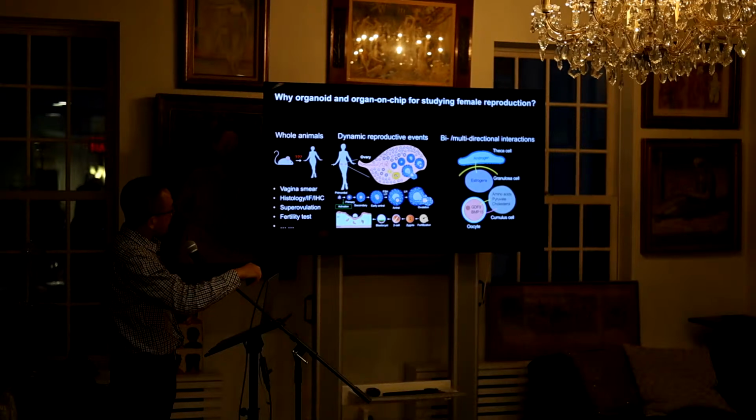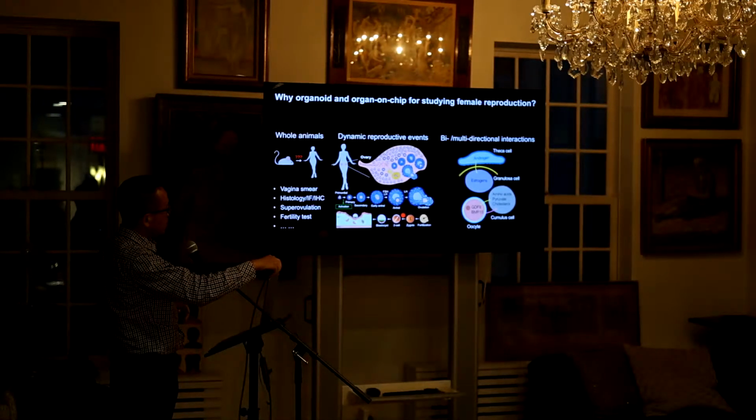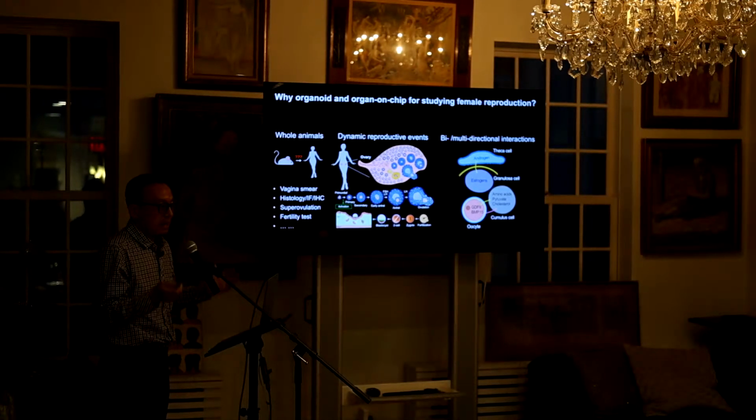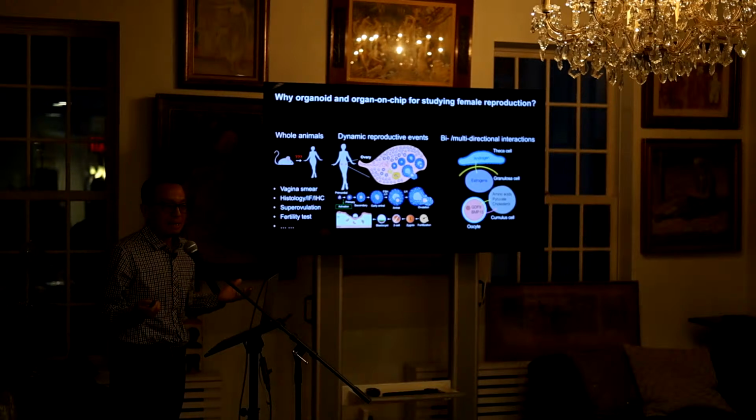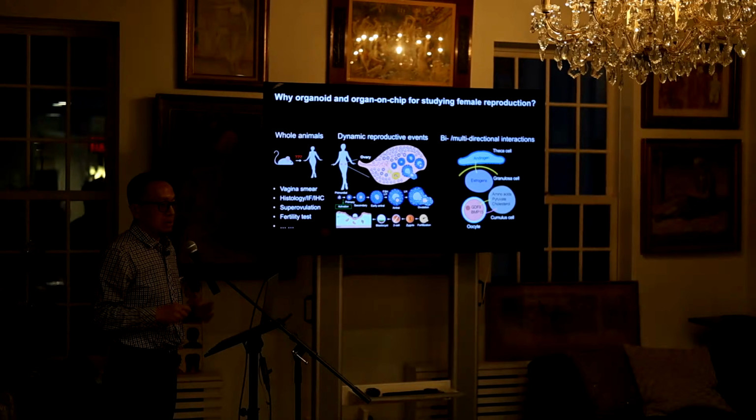So if you want to study follicle development, either by their size or their hormone secretion or the ovulation process, in humans or in mice, it's almost impossible if we do not sacrifice mice. So we have to kill a lot of mice and then study those dynamic processes.